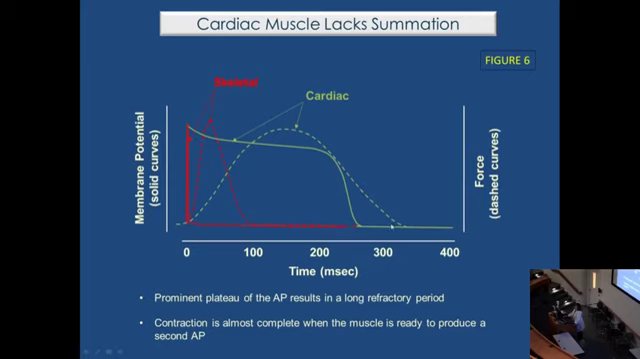So only here are you able to apply the second action potential, and that's why the cardiac muscle cannot experience summation or tetanus, right? Actually this is good, because imagine if the heart could go into tetanus, this would jeopardize the function of the heart as a pump. So this is a good feature.